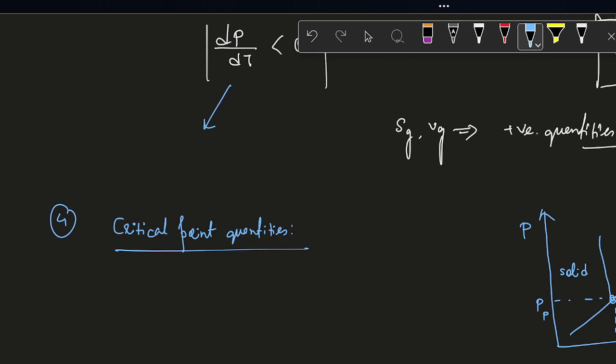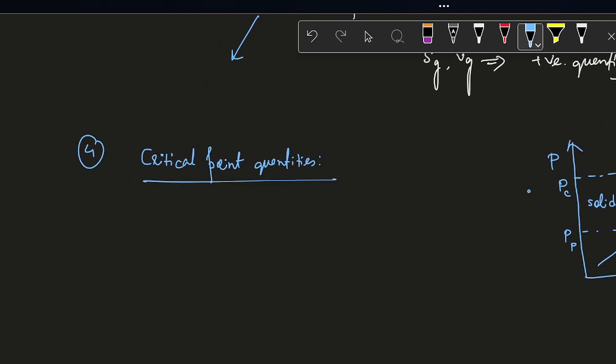If you extend this onto the T axis, this is your Tc. If you extend this axis, this is your Pc. Okay.